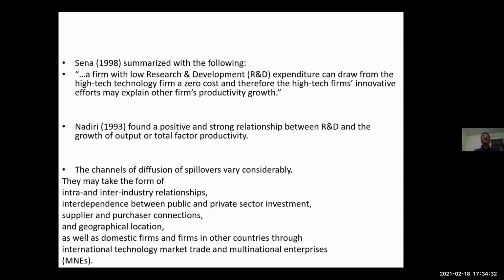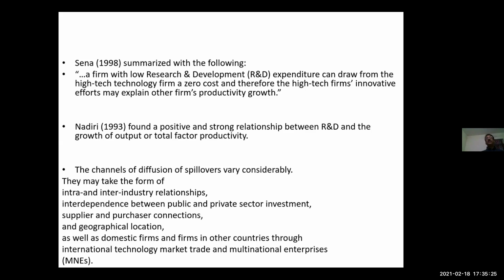Supplier and purchaser connections: to what extent the new technology, the ICT particularly, is able to connect the supplier and purchaser. ICT is not representing just the technological aspect. It is also a mechanism which would bring together the suppliers and the purchasers. And then the geographic location. Here the entire literature on agglomeration economies can be summarized. The urbanization economies and the localization economies, which are usually recognized as agglomeration benefits, are important determinants of total factor productivity growth. And also the domestic firms and firms in other countries, through international technology market, trade and multinational enterprises.